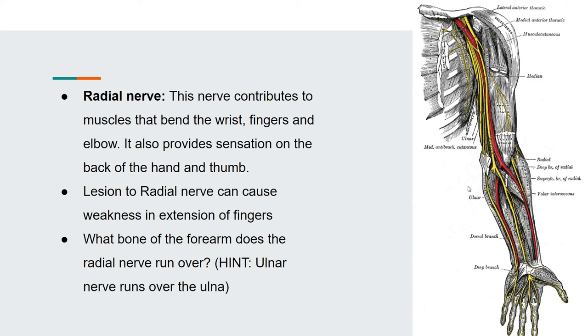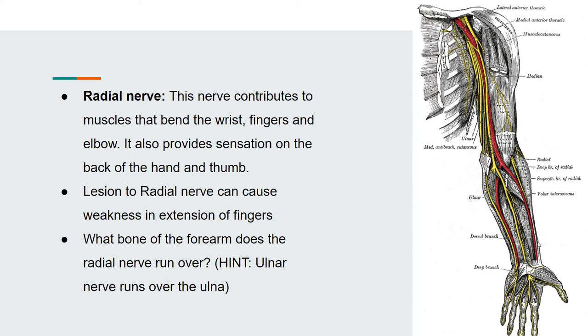Now, the radial nerve contributes to muscles that bend the wrist, fingers, and elbow, and it provides sensation to the back of the hand and the thumb. So this is the opposite side, right? A lesion to the radial nerve can cause weakness and extension of the fingers. We're talking about the thumb side over here. Here's the radial nerve coming on this side.